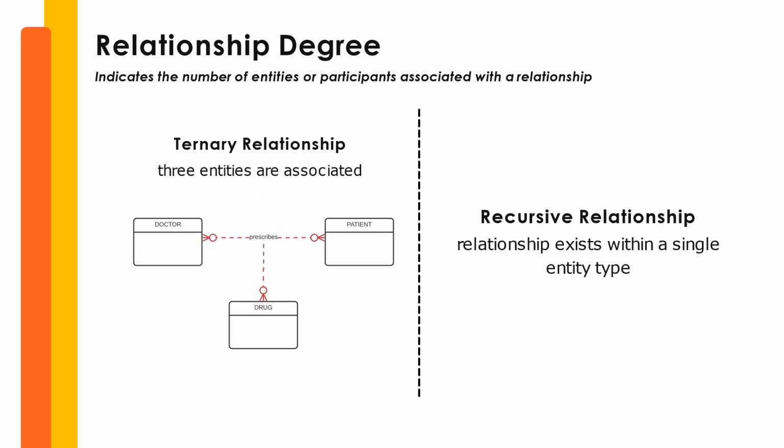Next is ternary relationship, wherein you have three entities associated, and usually this does not exist if we are going to implement it as a relational database, but this is good to know on the conceptual level. And we also have the recursive relationship, where the relationship exists within a single entity type. This is more or less the same as the unary relationship that we tackled in the previous slide.